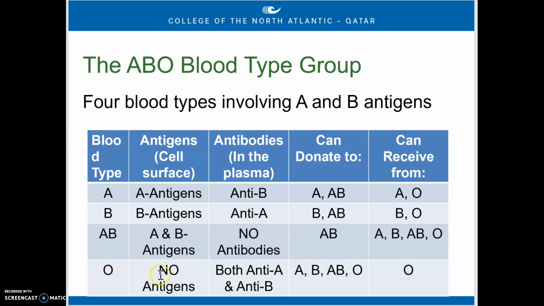And then blood type O, the final one here, won't have any antigens. There's no A or B antigens on the surface of the red blood cells, but they have both anti-A and anti-B antibodies in the blood plasma. So you can see here in the table, it tells you what groups these different blood groups can donate to. It's a good idea to understand how this works, but I don't think you need to memorize this table.